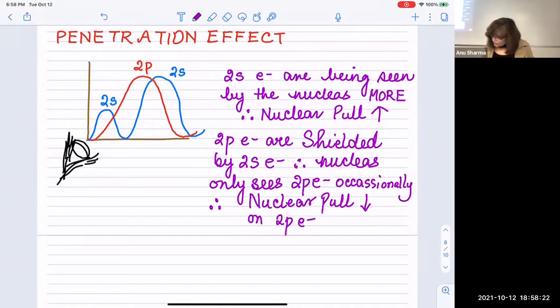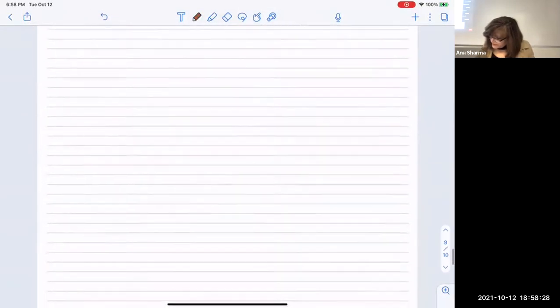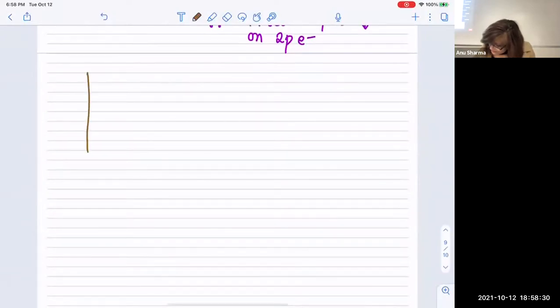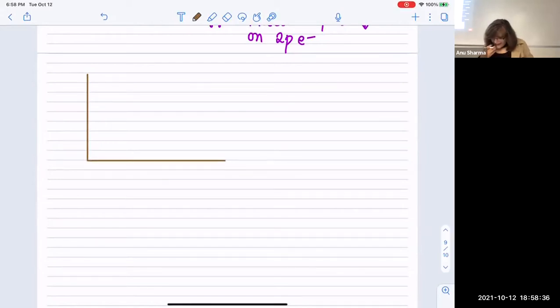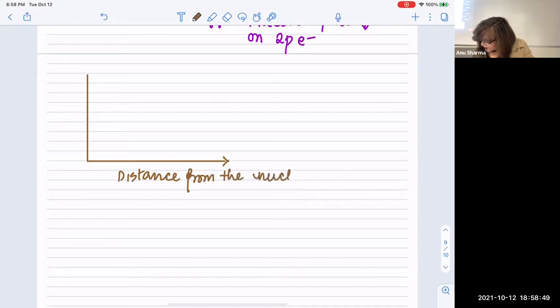Okay, and then same goes with 3D. Look at this 3D situation. It's very beautifully explained in this chart. So here is the scenario. What is this? This is the distance from the nucleus. The further away the electrons go from the nucleus, and this is the radial probability of looking at the electrons from the radius.